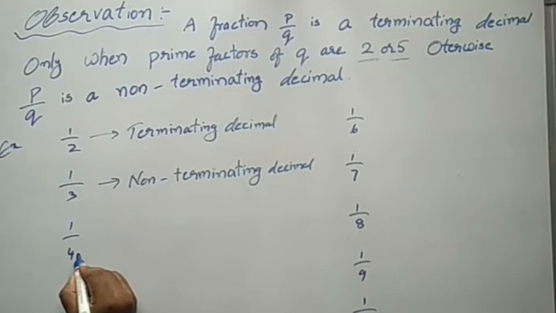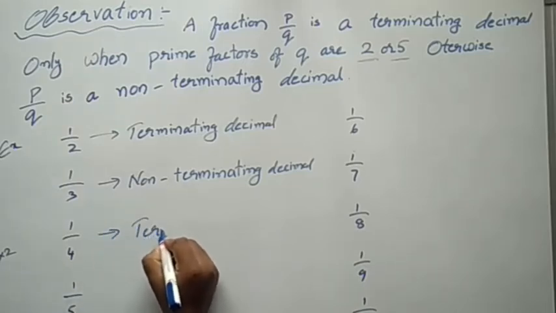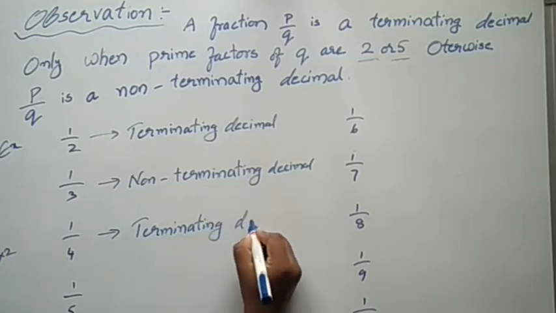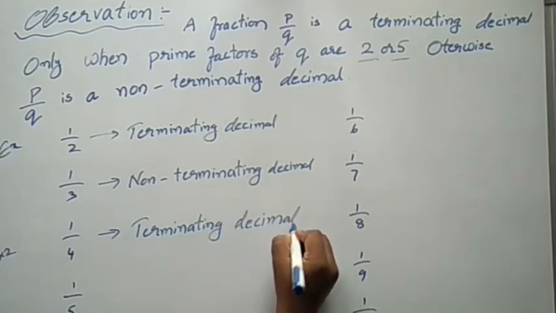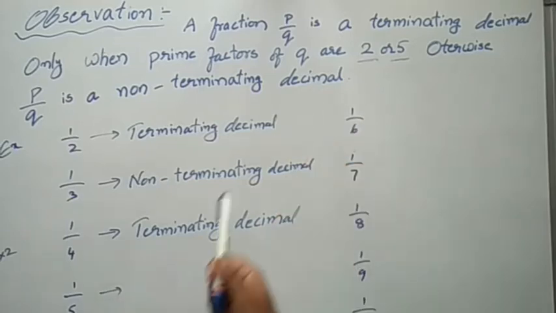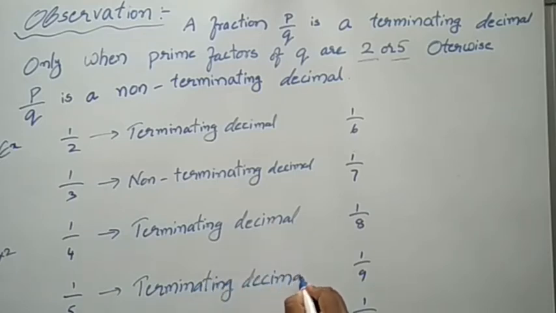1 by 4. See, 4 I can write as 2 into 2, which means a factor of 2 into 2. So then it's a terminating decimal. See here, it is a 5. In the definition itself they have given 5, so then it is a terminating decimal.